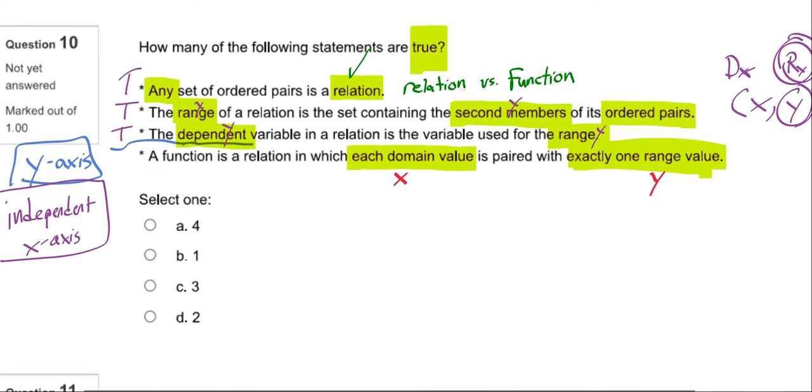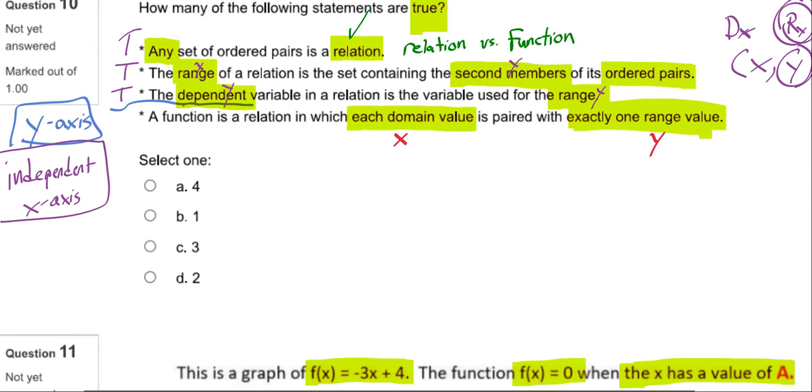So far, 3 true statements. Next, a function is a relation. So that part's okay. Functions are relations, yeah. In which each domain value, so the domain values are the x values, or the independent variables, is paired with exactly one range value. Those are the y values, or the dependent variables.